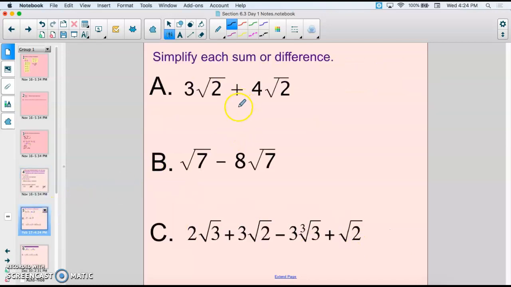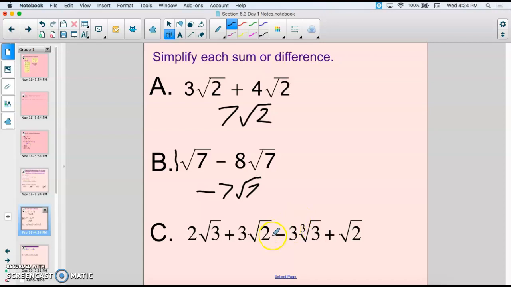All right, so here we go. We have like radicals because they have the same index and the same radicand. So if we have 3 of them and then we add 4 of them, total we have 7 of them, right? So 7 square roots of 2. For this one, we have essentially 1 square root of 7, and we take away 8 of them, so we're left with negative 7 square roots of 7.